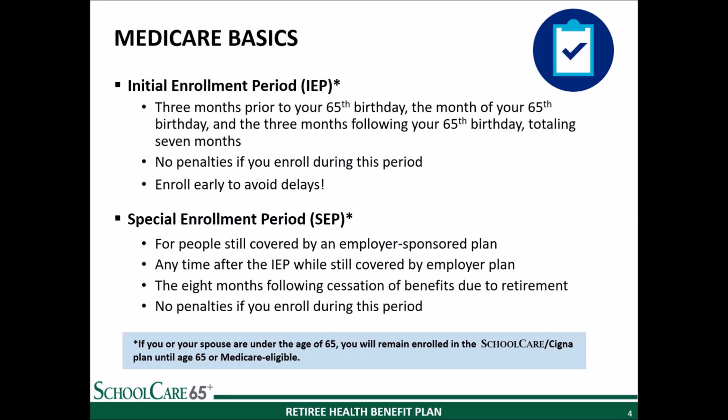The next period is called the Special Enrollment Period, or SEP. This is for people who are over the age of 65 but still covered under an employer-sponsored plan. This period runs for 8 months after the termination of your benefits due to retirement. There are also no penalties for enrolling during this time. Please note, if you or your spouse are under the age of 65, you will remain enrolled in the SchoolCare Cigna plan until age 65 or Medicare eligible.